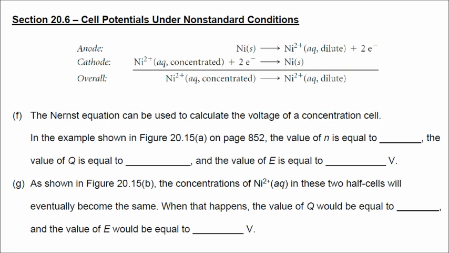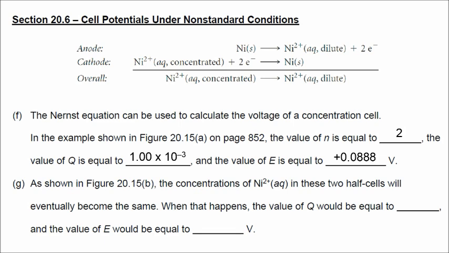The Nernst equation can be used to calculate the voltage. The value of n is 2 because we have 2 electrons transferred. The value of Q is equal to 1 times 10 to the negative 3, that's products over reactants. And the value of E when worked out in the Nernst equation is 0.0888 volts.